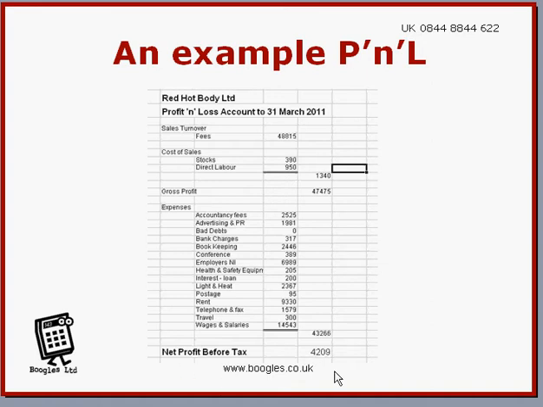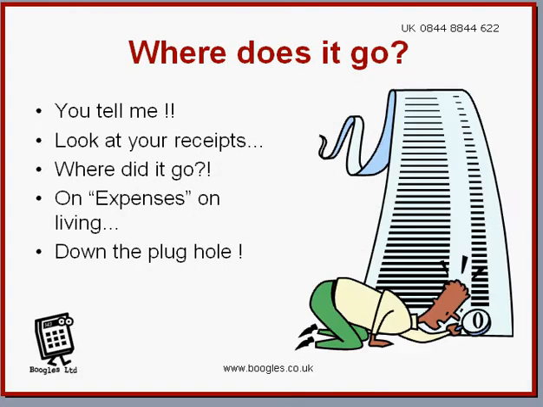So looking at this example, it looks like this company is actually quite profitable, £4,209 or dollars, but we're going to look at this a little bit deeper. Now you have to look at where does the money go. And this is one of the things that bookkeepers like Boogles do. Looking at the receipts, you can see where your money goes, because a lot of people think, yep, okay, great, made a profit, but they still can't quite understand where their money's gone.